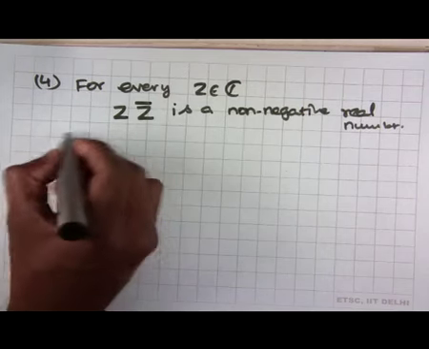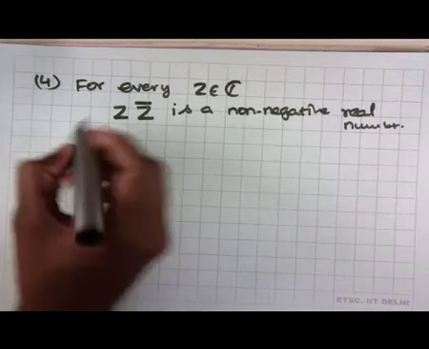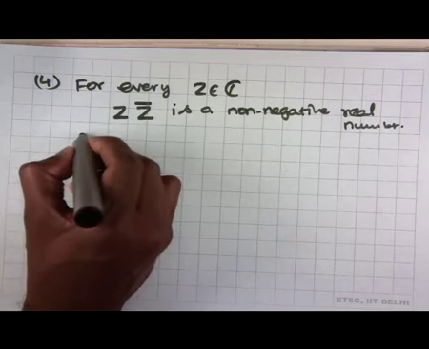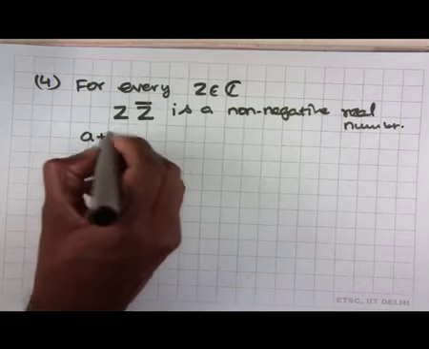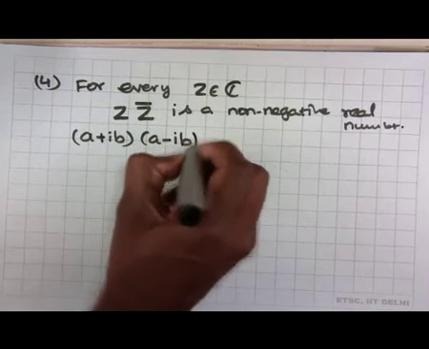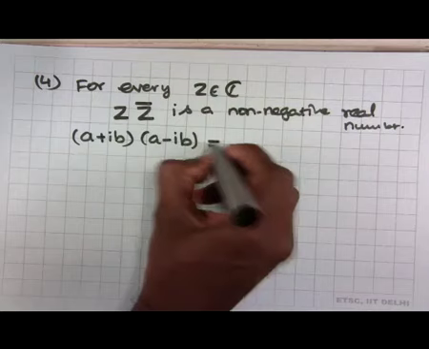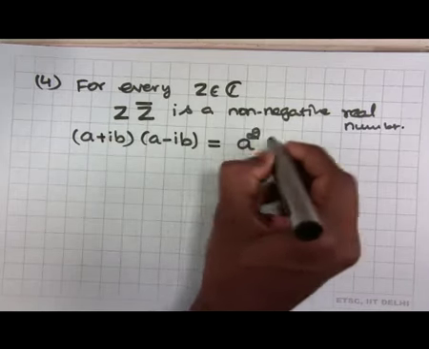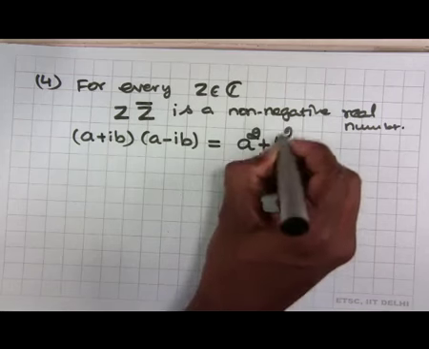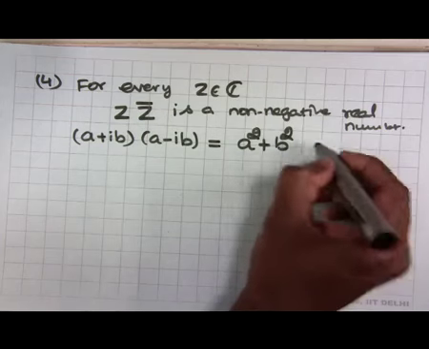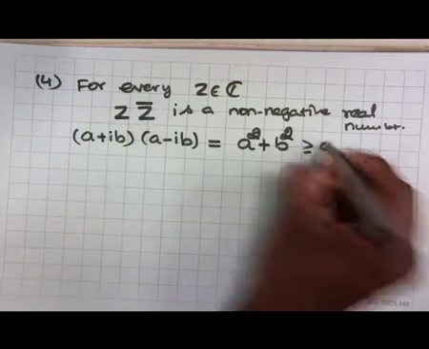So, it is clear that, let us consider Z as a general element, which is A plus IB, and we consider its conjugation. By multiplication we can just verify that it is A square plus B square, and each term is non-negative. So, the sum is again non-negative.